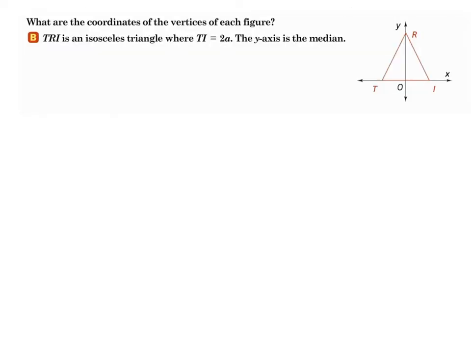Okay, our next one is TRI, which is an isosceles triangle, and TI is 2A, and the y-axis is the median. So because the y-axis is a median, that makes this congruent to this. And what's going to end up happening there, just like the last question, 2A is going to be split up, so this is going to be A, and this is going to be A. Now, to get to R, the median, or this length right here, is not dependent on the distance of A, so we can just call it B, or C, or D, or any other letter other than A.